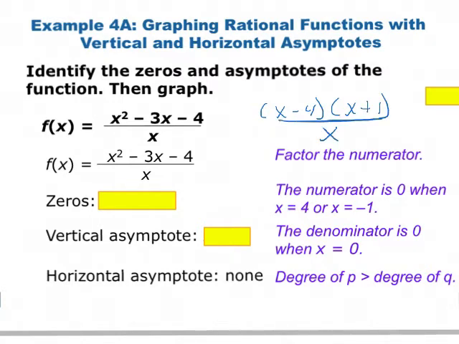Now, the zeros of the function, remember I set the top equal to 0 and solve for each one of these. So my zeros of the function are going to be x equals 4 and x equals negative 1. Now my vertical asymptote, remember we set the bottom, the q of x, equal to 0 and solve. So that means my vertical asymptote is going to be x equals, and what would cause the denominator to go to 0? Well, 0 would. So my vertical asymptote is going to be x equals 0.